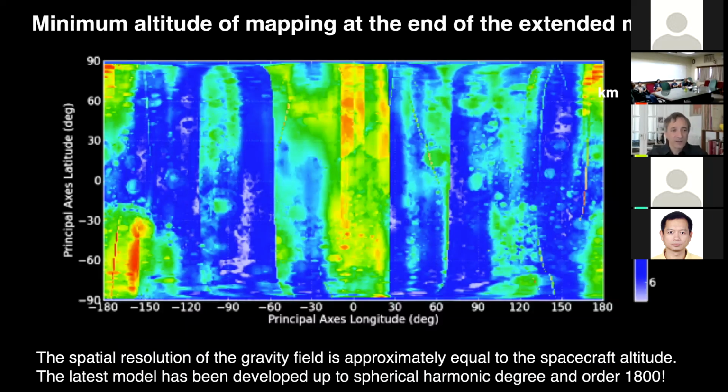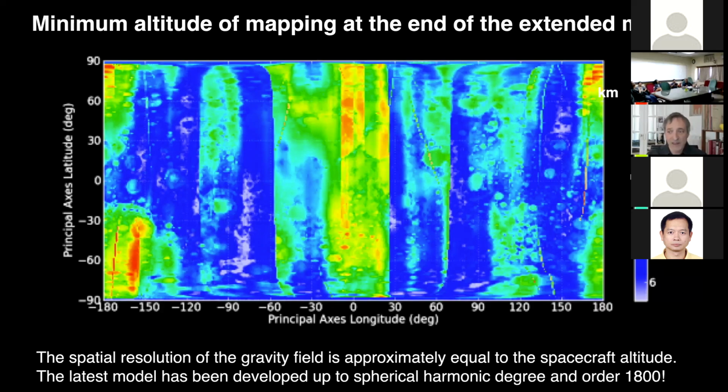Okay, so this here is just to emphasize that the spatial resolution of the gravity field is roughly proportional to the distance between the spacecraft and the surface of the moon. So the closer you are to the surface, the higher resolution you're going to get. And here what I'm showing is the minimum altitude of mapping at the end of the mission. And what this shows is that in general, at the end of the mission, we had global mapping from altitudes of about 20 kilometers across the surface, which means that we have a roughly 20-kilometer spatial resolution of the moon's gravity field.